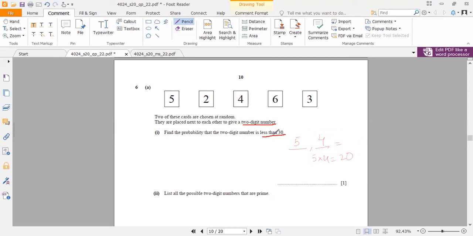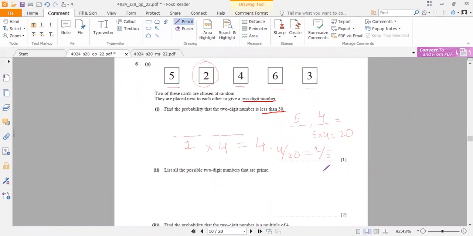But in part 1 we want only less than 30. So for less than 30, we can only take the digit 2 in the tens column. So only one number is possible here, and in the ones column, 4 digits are possible, right? So 1 multiplied by 4, so 4 numbers are possible. We have to find out the probability. So 4 upon 20 equals 1 upon 5. Now come to part 2.